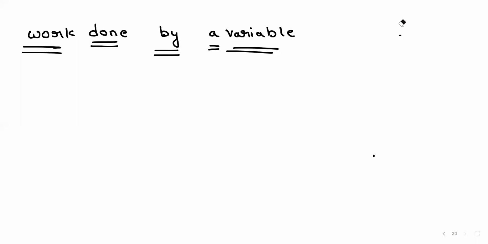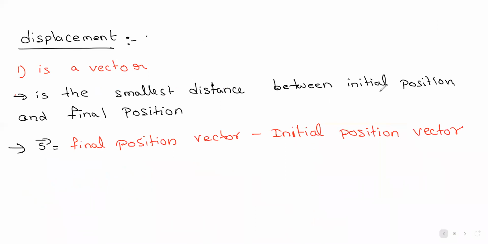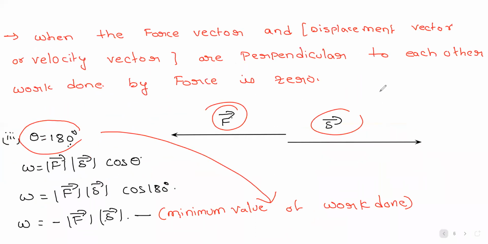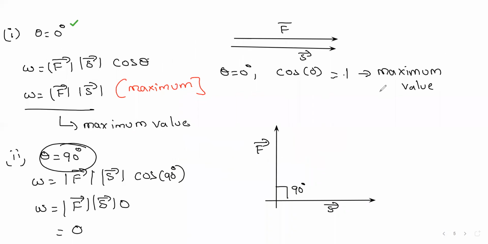Sir, can you show the three conditions? Okay, one minute. I think I erased it. So theta is equal to 0, 180. Which one? This one? Yes, sir. Okay, one minute.